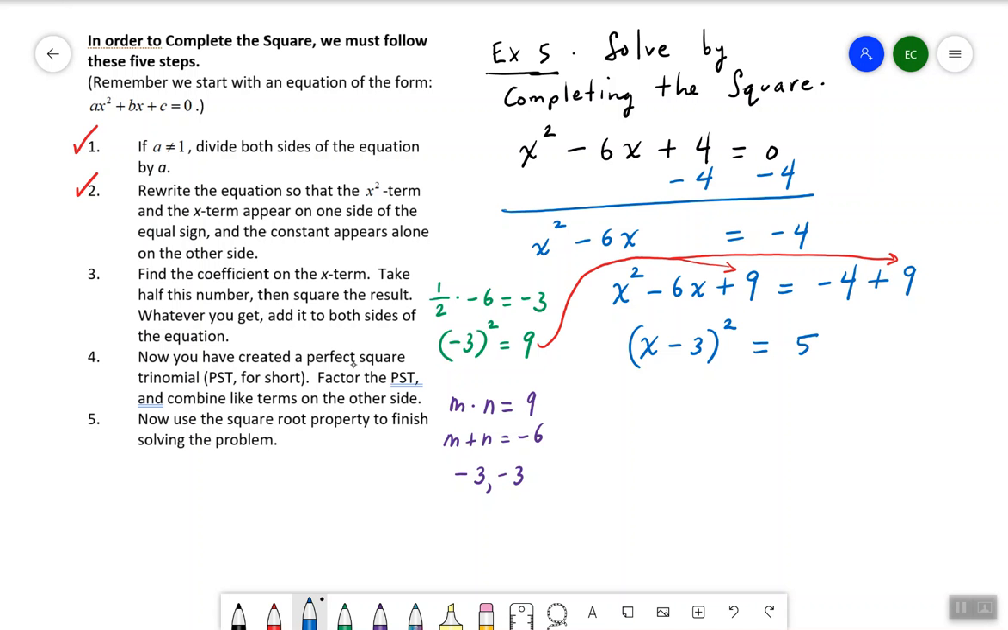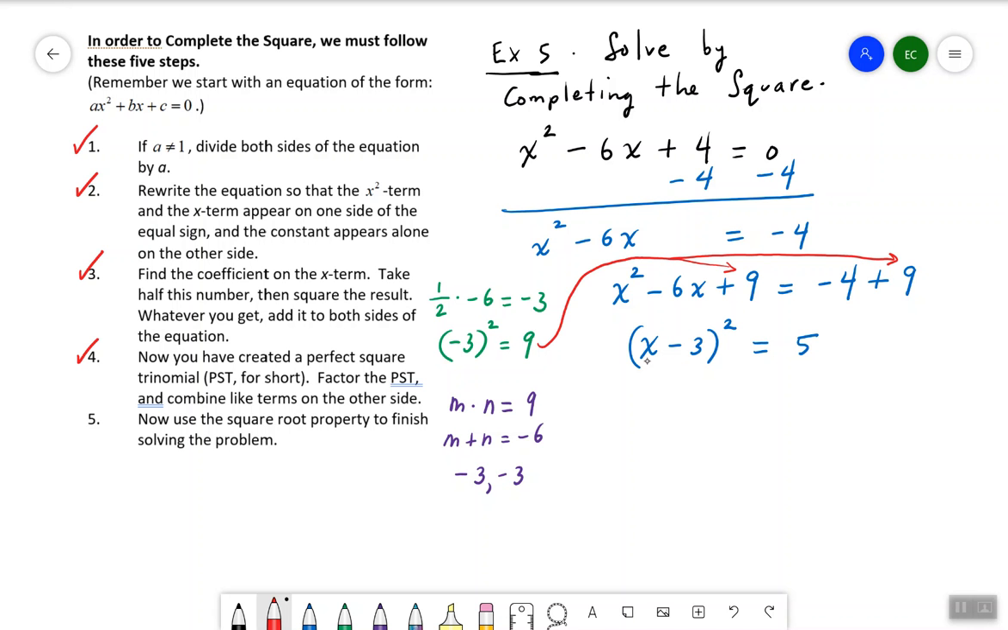So we factored the perfect square trinomial here on the left, and we combined like terms over here on the right. We're on to step 5, and we're going to go ahead and use the square root property to finish solving the problem. And so that's what we just learned in the previous video.